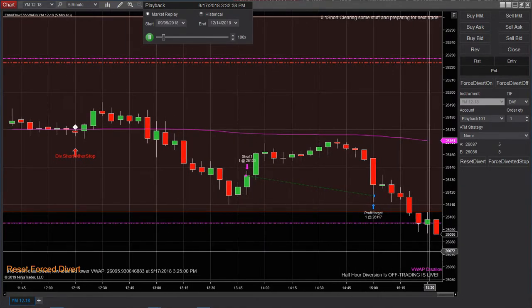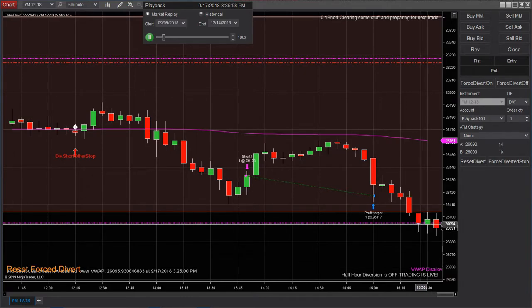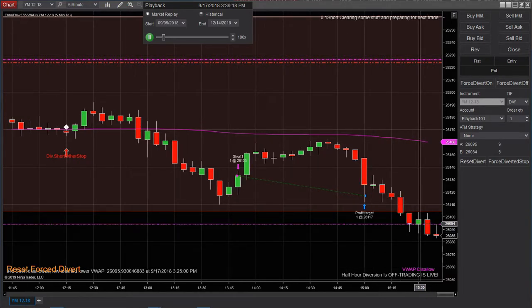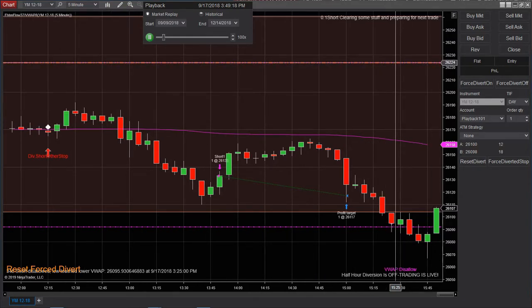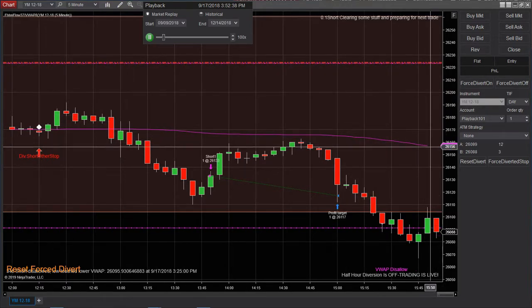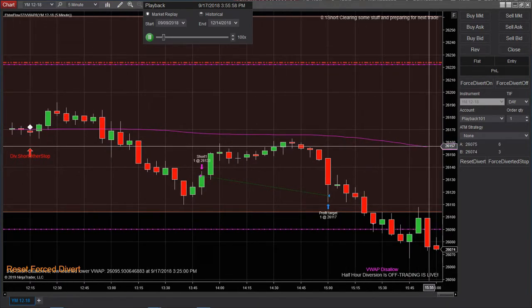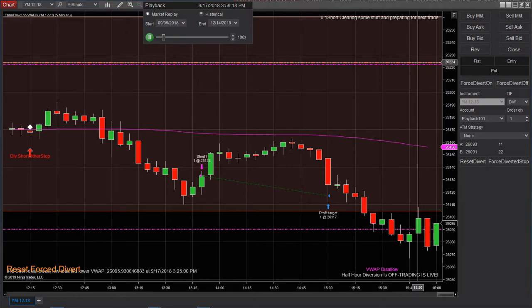So here we can see we got a VWAP disallow. All right. So now it won't take any trades until price has, I believe, touched this upper VWAP line. And it's just, again, set right now. We can set it anything we like, but this is set for 66 ticks away.